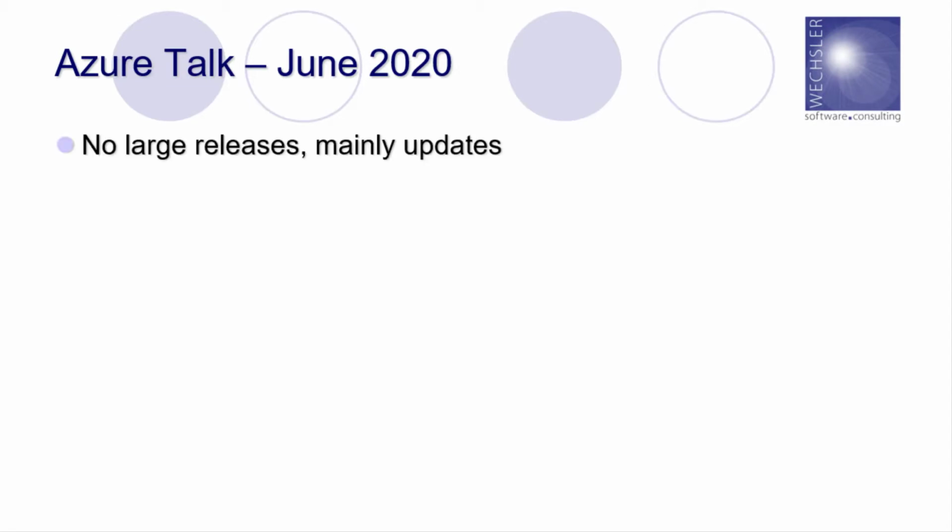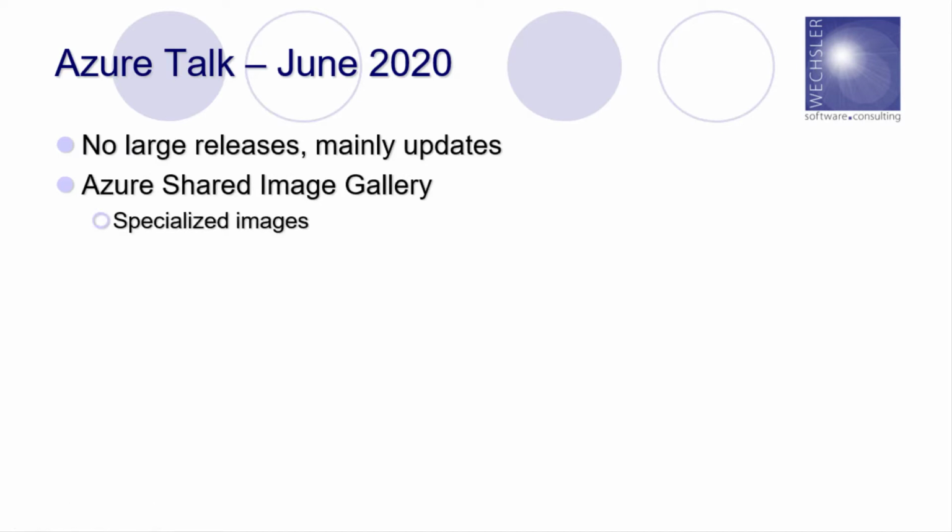In June, in the wake of the Build conference in May, there have been no large releases. Mainly there have been updates to already existing services, and some quite interesting updates have been made to Azure Shared Image Gallery. Shared Image Gallery now is able to work with specialized images, in contrast to generalized images, which looking at Windows, for example, are sysprepped images, which means that all user-dependent information, profile information, and so on is removed from the image. Therefore, it's called generalized.